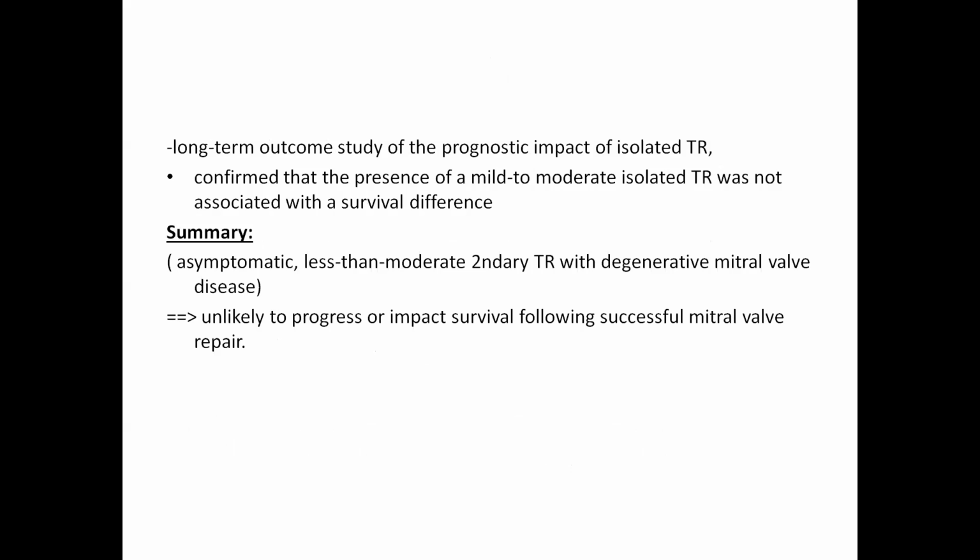A long-term outcome study for the prognostic impact of isolated tricuspid regurg confirmed that the presence of mild to moderate isolated tricuspid was not associated with a survival difference. And in summary, for tricuspid regurg secondary to other valve disease, if it's asymptomatic and less than moderate, and secondary tricuspid, not primary, with degenerative mitral disease, it is unlikely to progress and unlikely to have an impact on survival after mitral valve repair. So in this situation, we will not interfere with the tricuspid.